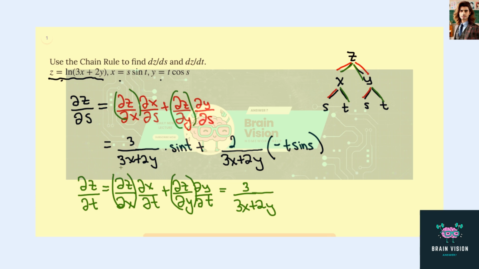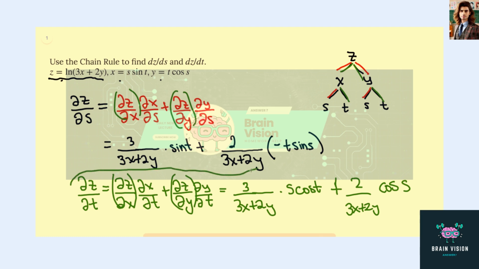So now we need derivative of x with respect to t. That's just s times cosine t. And then we have 2 over 3x plus 2y. Derivative of y with respect to t, that's just cosine of s. And so there's our other partial derivative, and these form our answers.